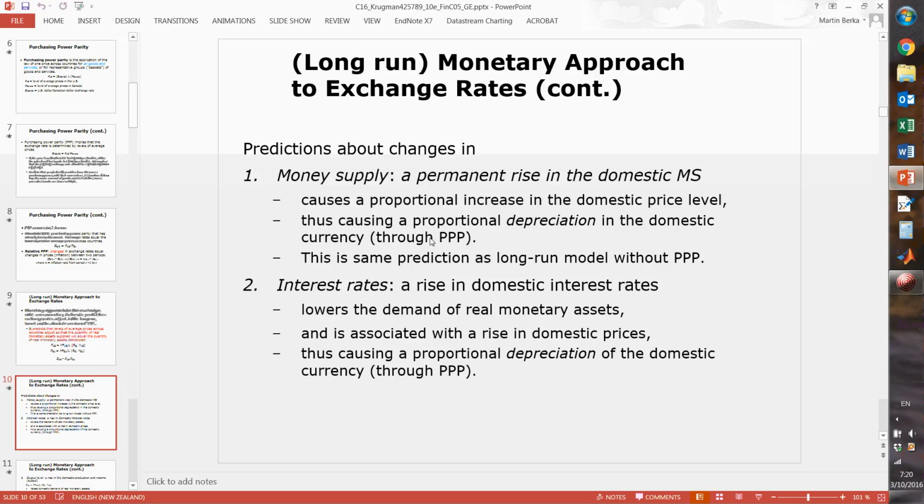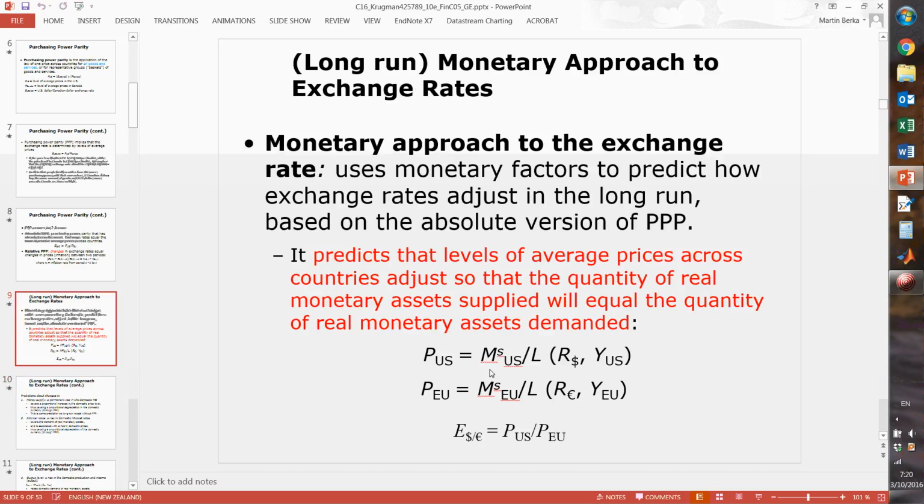And then if interest rates go up, you can similarly trace it this way. If interest rates go up, the demand for real money balances or transaction demand goes down, and therefore the ratio increases, and we have a higher price level at home. Everything else being fixed, this requires a depreciation, or an increase in the nominal exchange rate.